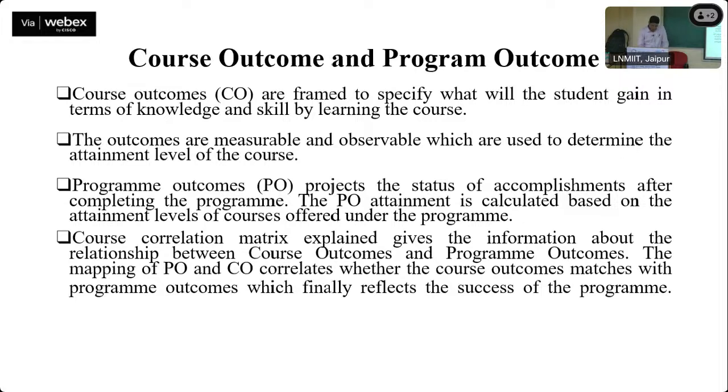As you know, in the NBA accreditation process, there are two important keywords: course outcome and program outcome. That is where the philosophy of outcome-based education came from. These are the two main pillars of outcome-based education: one is course outcome and one is program outcome. So you already know these things.